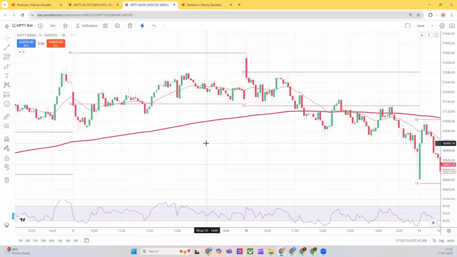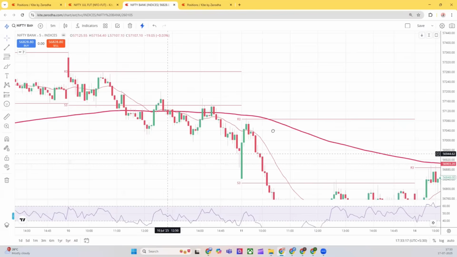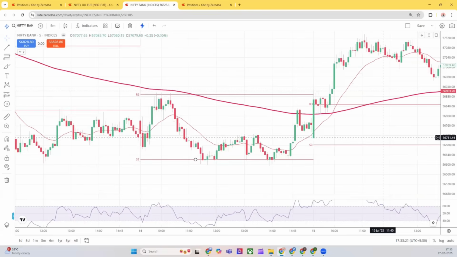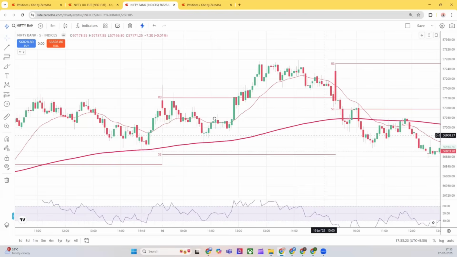That's how the last week's market was, if you see. I hope you got some good clarity on how this is functioning. It's a very good way you can look at Bank Nifty, and in the next session I'll be discussing Nifty.